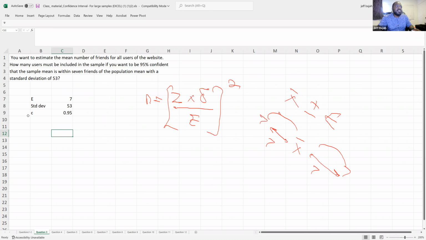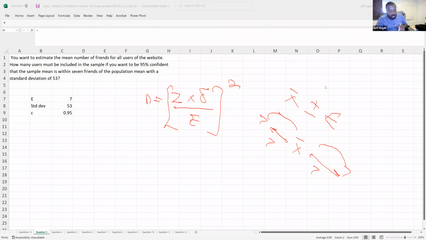And so we have a few things, right? We know our standard deviation is given. We know what our E is. We just don't know what our Z value is. Now we can find our Z value quite easily. It's not a problem to find our Z value. So let's go ahead and find our Z value. Now, remember we said our confidence level is 95%, and that is going to help us in solving.